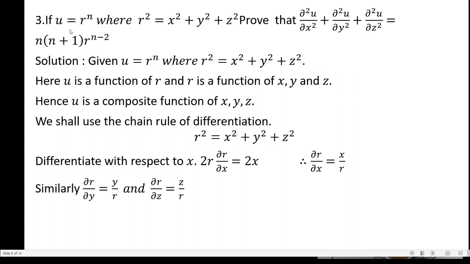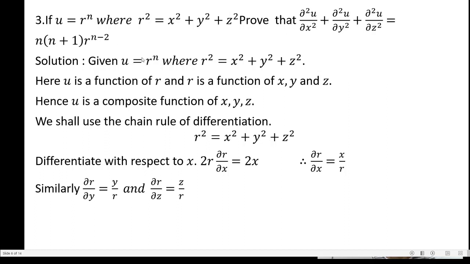Next, if u is equal to r to the power of n, where r square is equal to x square plus y square plus z square, then prove that del square u by del x square plus del square u by del y square plus del square u by del z square is equal to n into (n plus 1) into r to the power of n minus 2. Here u is r to the power of n. We have to calculate the second order partial derivative of u with respect to x, with respect to y, with respect to z, and add those values. That results in this one.